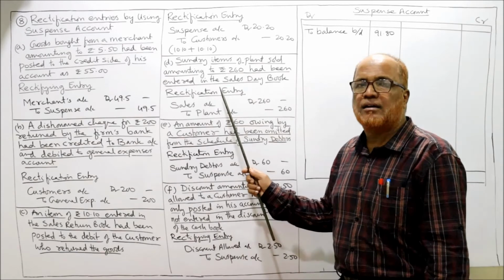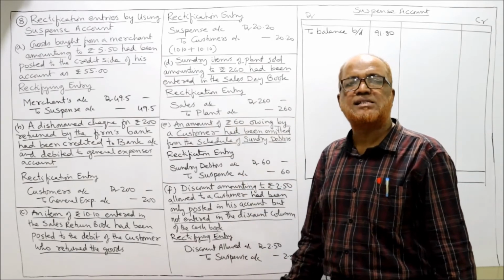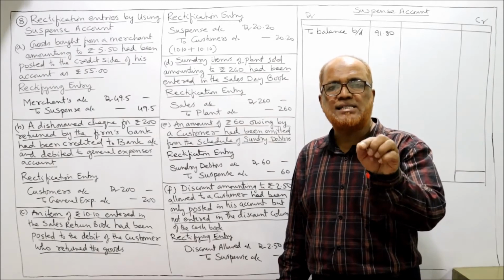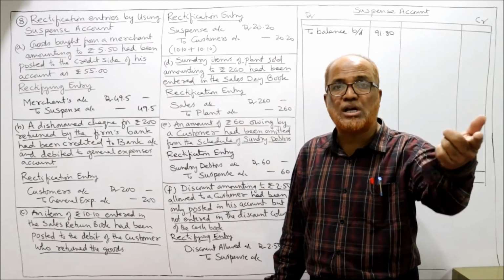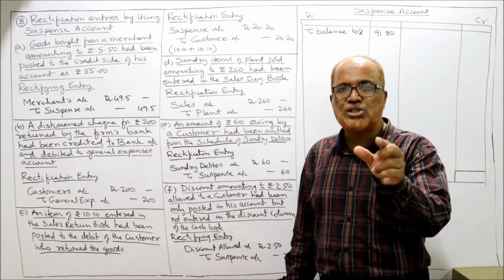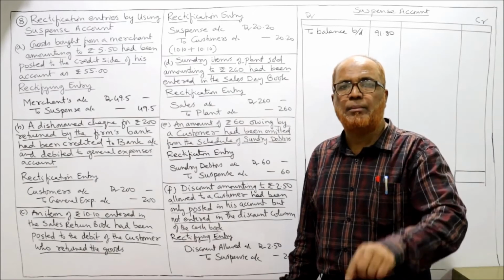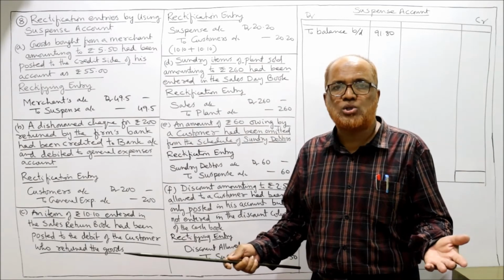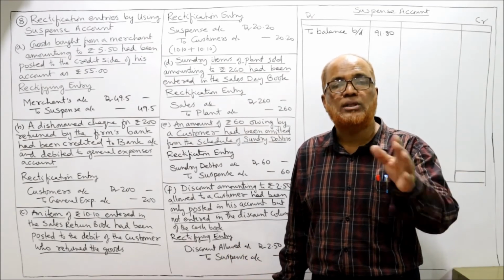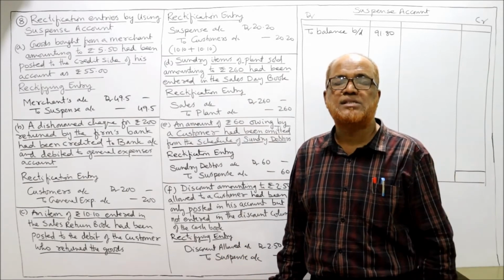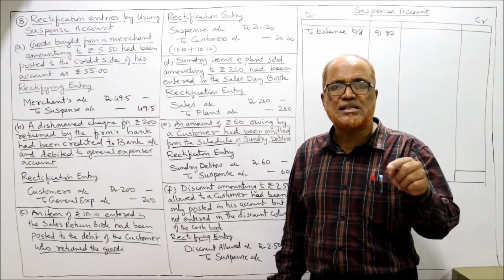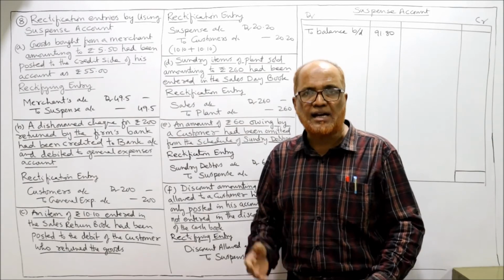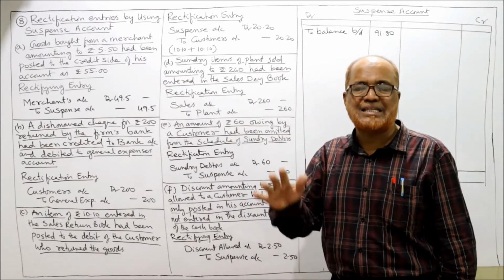But by mistake, that amount is entered in the sales day book. Sales day book is a subsidiary book. Sales day book entry will be made when goods are sold. But the mistake he has committed: goods are not sold, plant is sold. So that entry should not be written in the sales day book. By writing in the sales day book, sales account will increase. Now we have to cancel it.